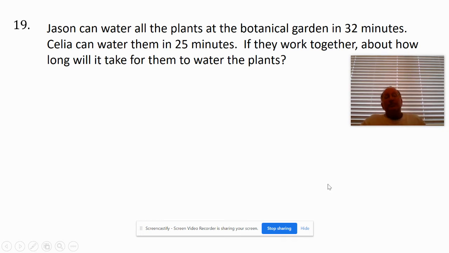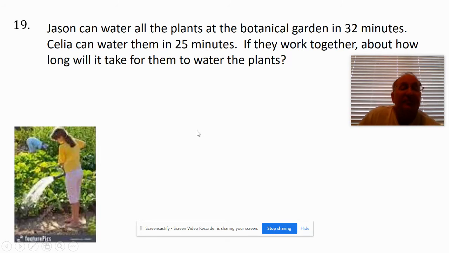Okay, hey, here we're going to have some application problems. So we have Jason can water all the plants at the botanical garden in 32 minutes. Celia can water them in 25 minutes. So if they work together, about how long will it take them to water the plants? Well, it's not going to be between them because this should be faster than 25 minutes.